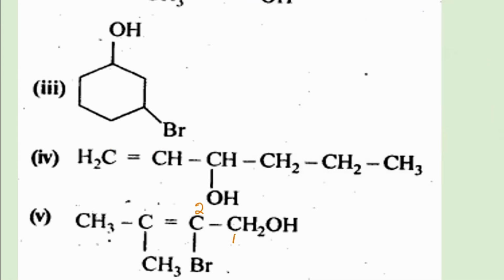1, 2, 3, 4. On the first carbon you have OH. Between second, third there is a double bond. On second there is bromo. On third there is methyl. So longest carbon chain 4 carbons. It is but-2-ene 1-ol. Apart from that, 2 more substituents here.